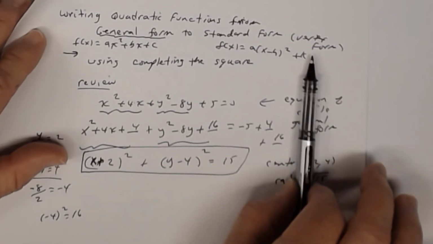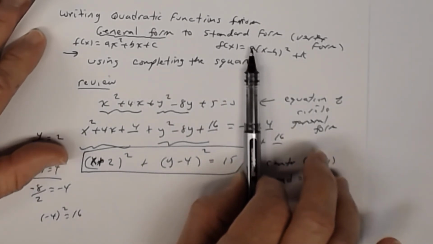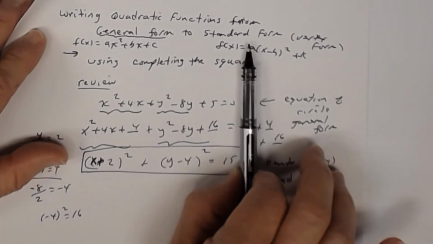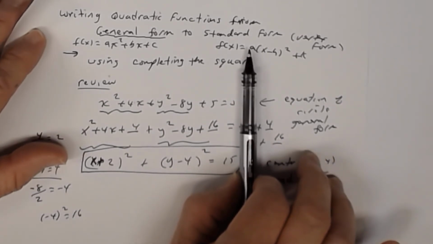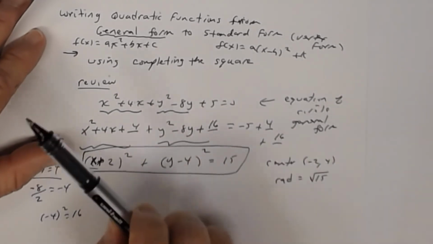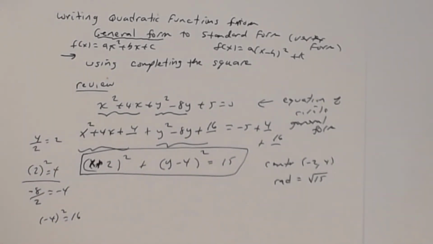This is a horizontal shift. This is a vertical shift. This A here, if it's negative, there's going to be a reflection. Depending on whether it's greater than 1 or less than 1, it could be a stretch or a shrink, and so on. Okay? All right. So that is the end of this lesson.